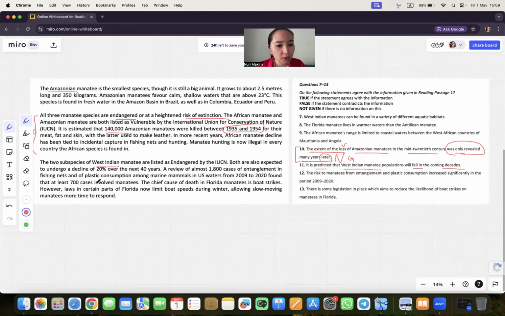The two subspecies of West Indian manatee are listed as endangered by the IUCN. Both are also expected to undergo a decline of 20% over the next 40 years. Okay, we have this sentence. So this in manatee type is here, and expected is the other way to say predicted. And will fall. Fall is a decline, as you already know, and in the coming decades, next 40 years.